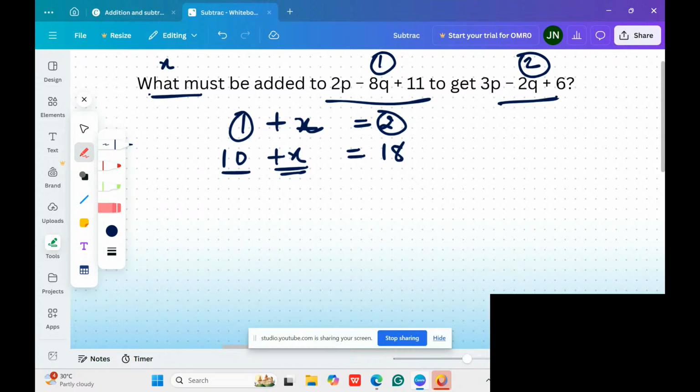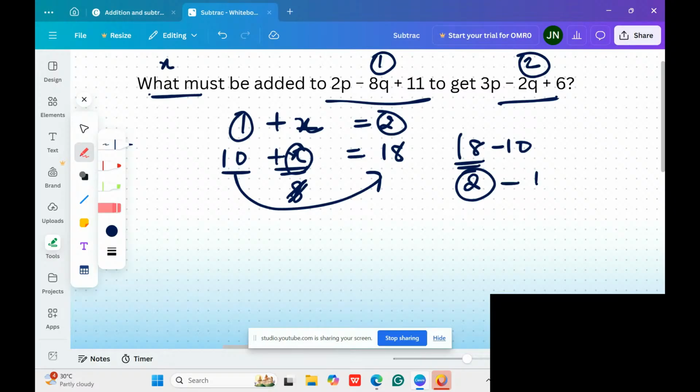So how will it come? How can I find? I'm sure you must have found. How much is x? x is 8, right? But how will you get this 8 from 10 and 18? What should we do? As you have written, we should do subtraction. 18 minus 10, that is, 18 was number 2. So second expression minus the first expression. So this is how you can think and solve.